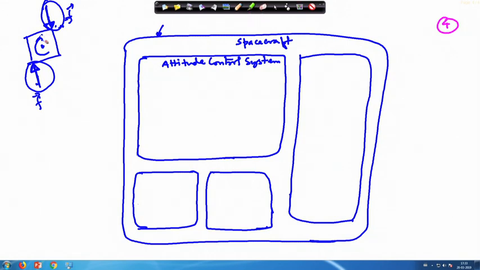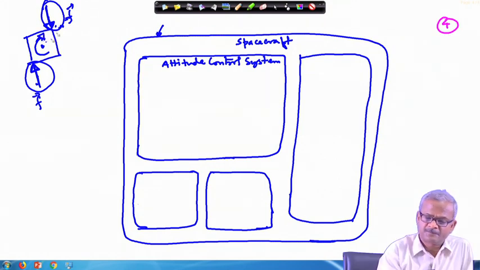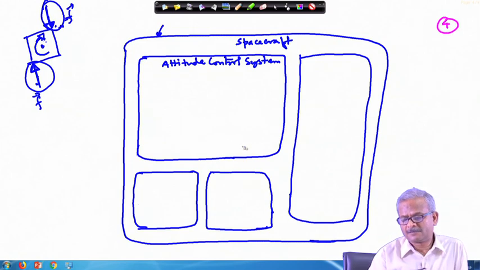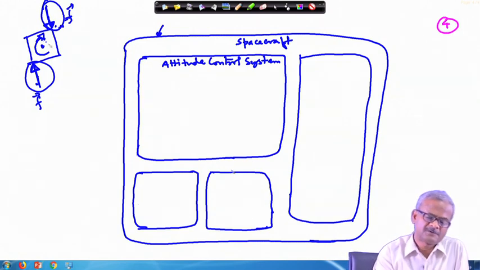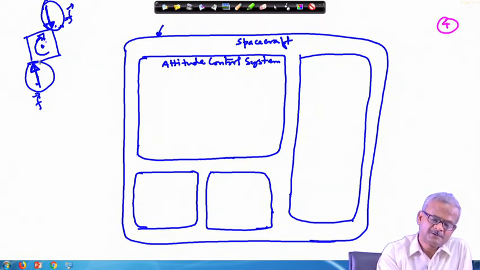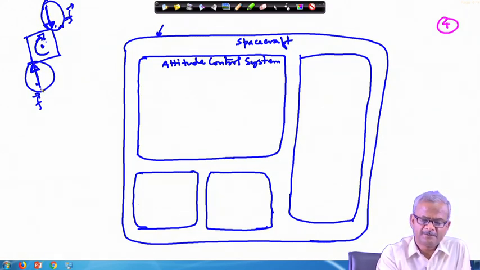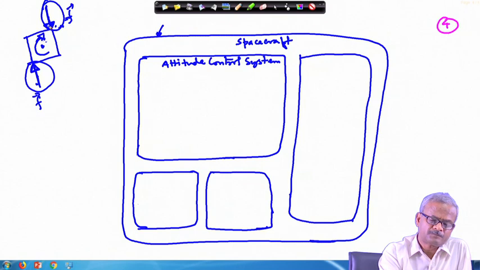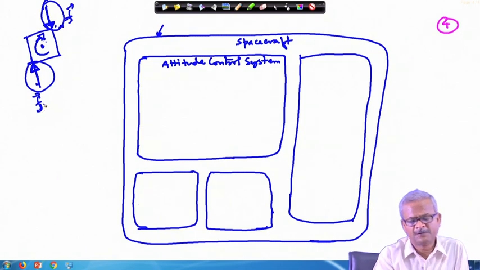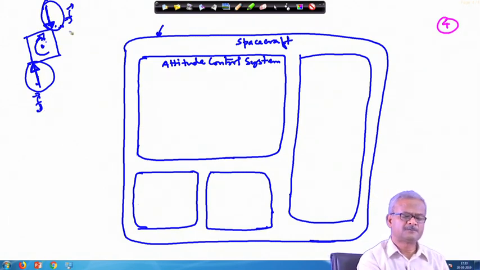Because this does not require any internal moving devices. You can have one chamber of propellant, and that propellant can be expelled to generate the necessary force, which will result in the corresponding torque.